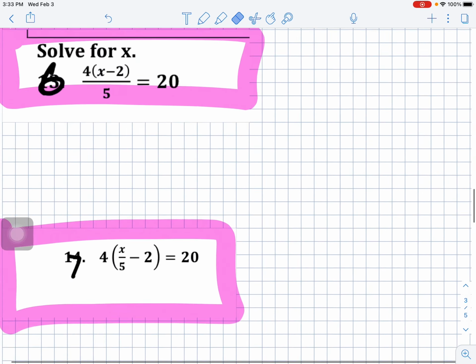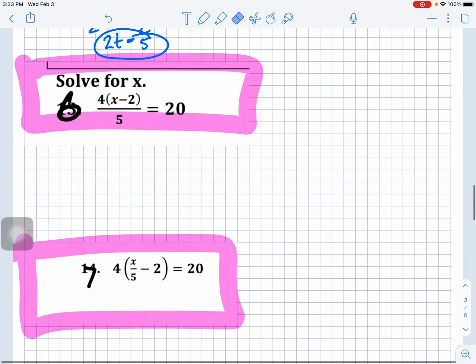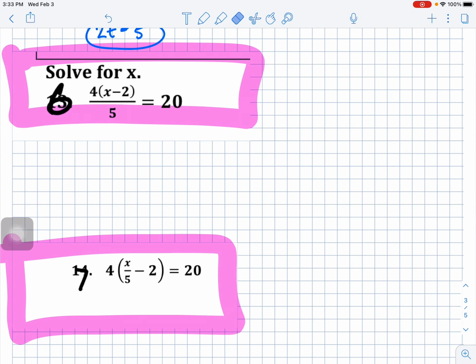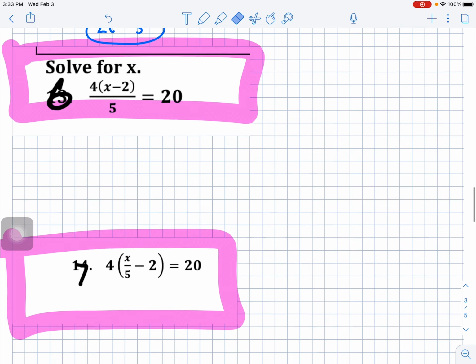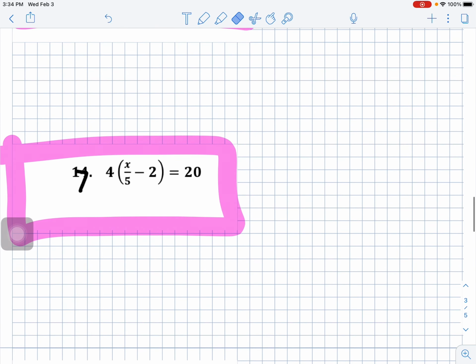6, 7, and 8 all have some form of a fraction, and they want you to simplify and solve for x. So I think I'm going to do number 7 with you. So this one is saying 4 times this fraction and 4 times 2. That's how I distribute. Anytime there's parentheses, whatever's touching the parentheses needs to be done to everything inside the parentheses.